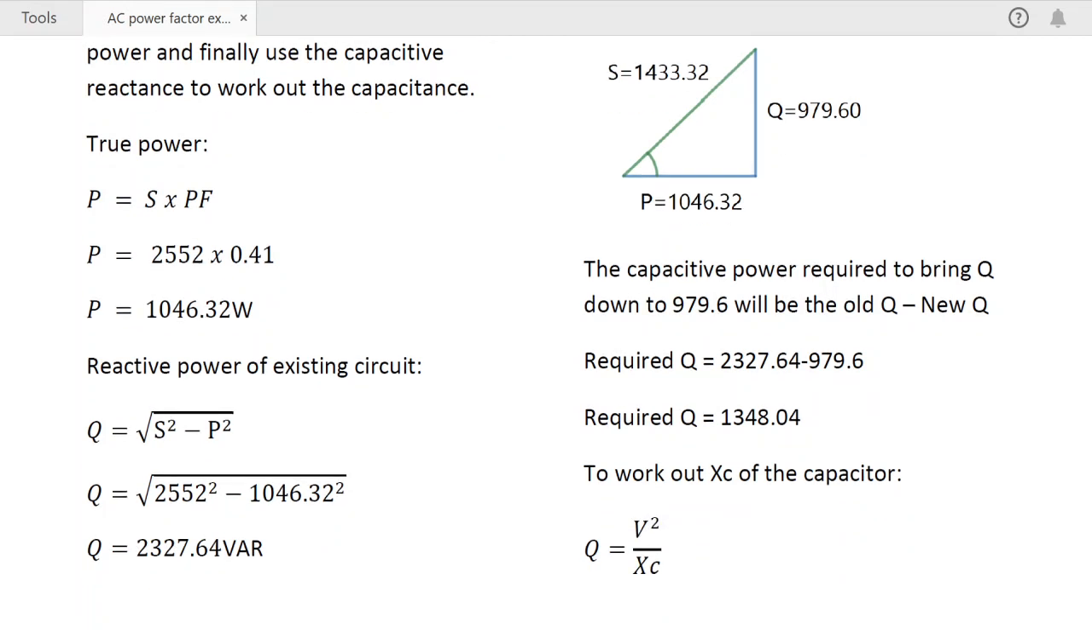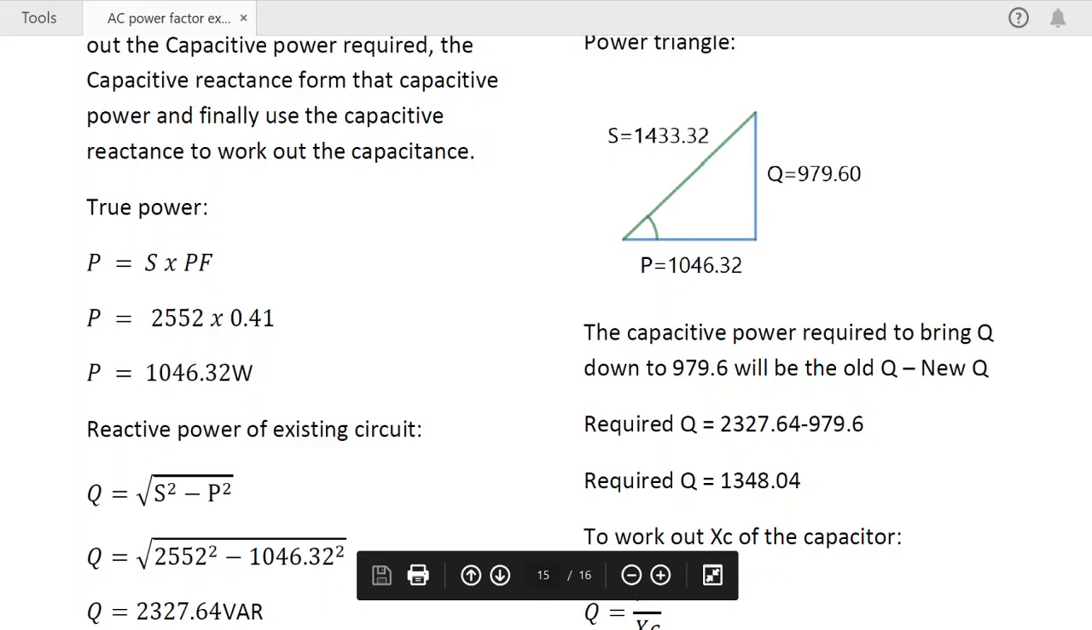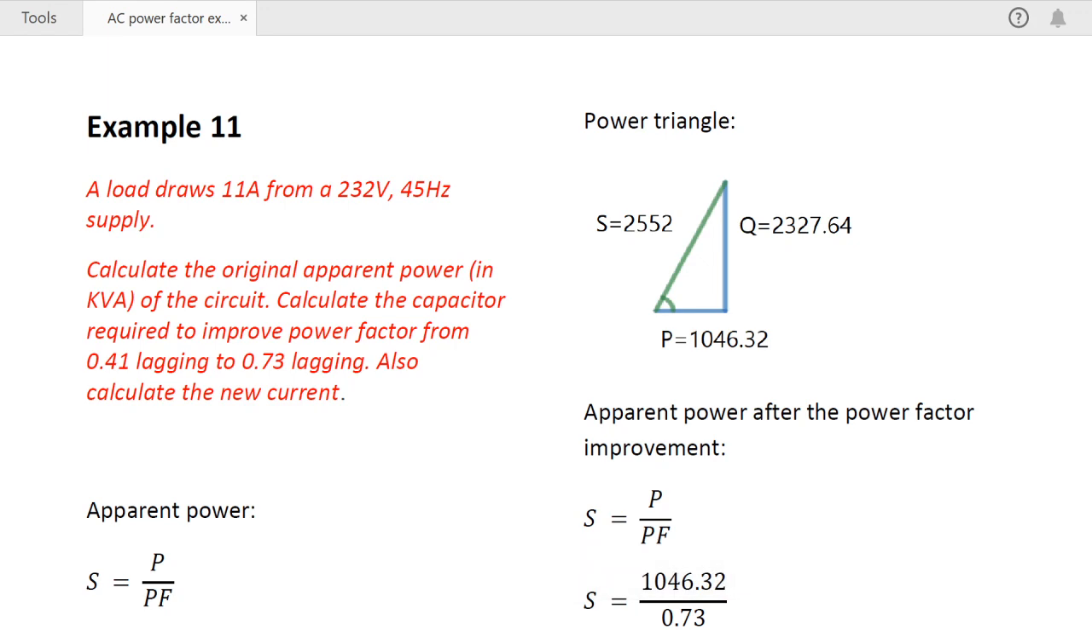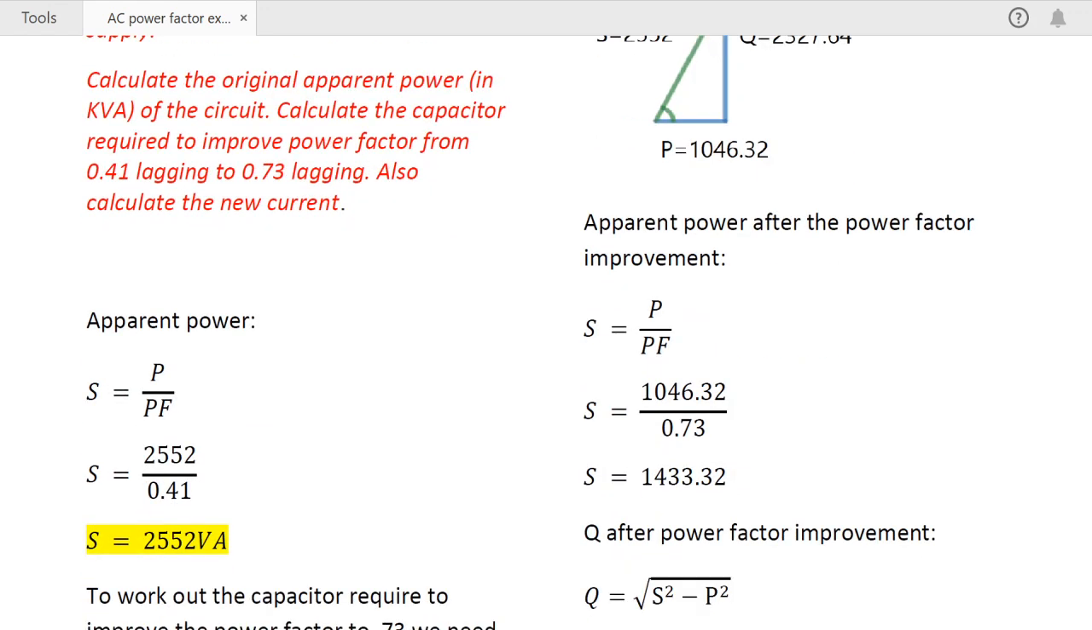The reactive power of the existing circuit, well, we've now got the two sides. 2,552 is the apparent power, 1,046 was our adjacent side, the horizontal side. So we use Pythagoras, which gives us the third side. Q is 2,327.64 VAR. And yeah, I should have a triangle, here it is, and that's our power triangle there.